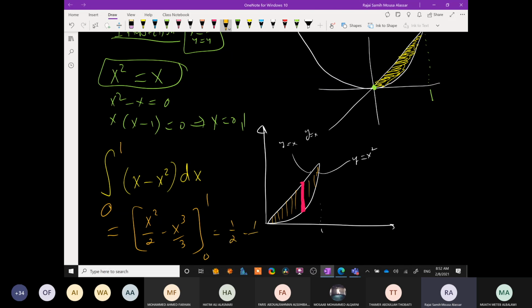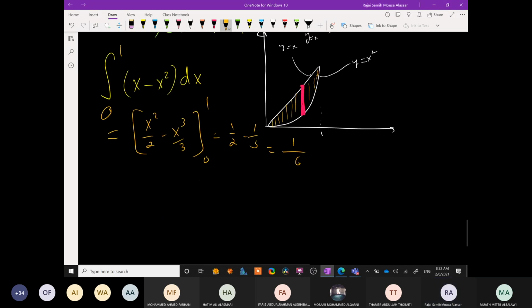So this is like 1/2 minus 1 over 3. This is a 6, and this is 1 over 6. All right, so that area is 1 over 6. Okay, easy.